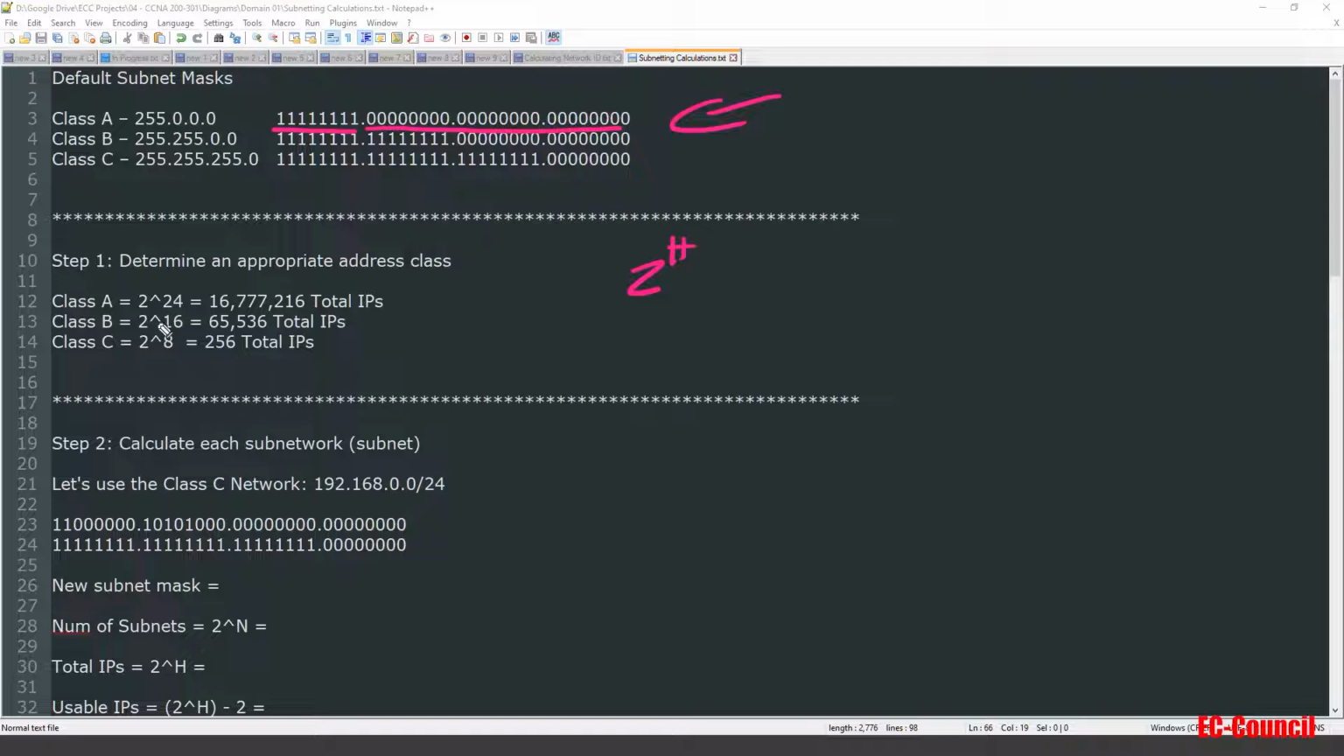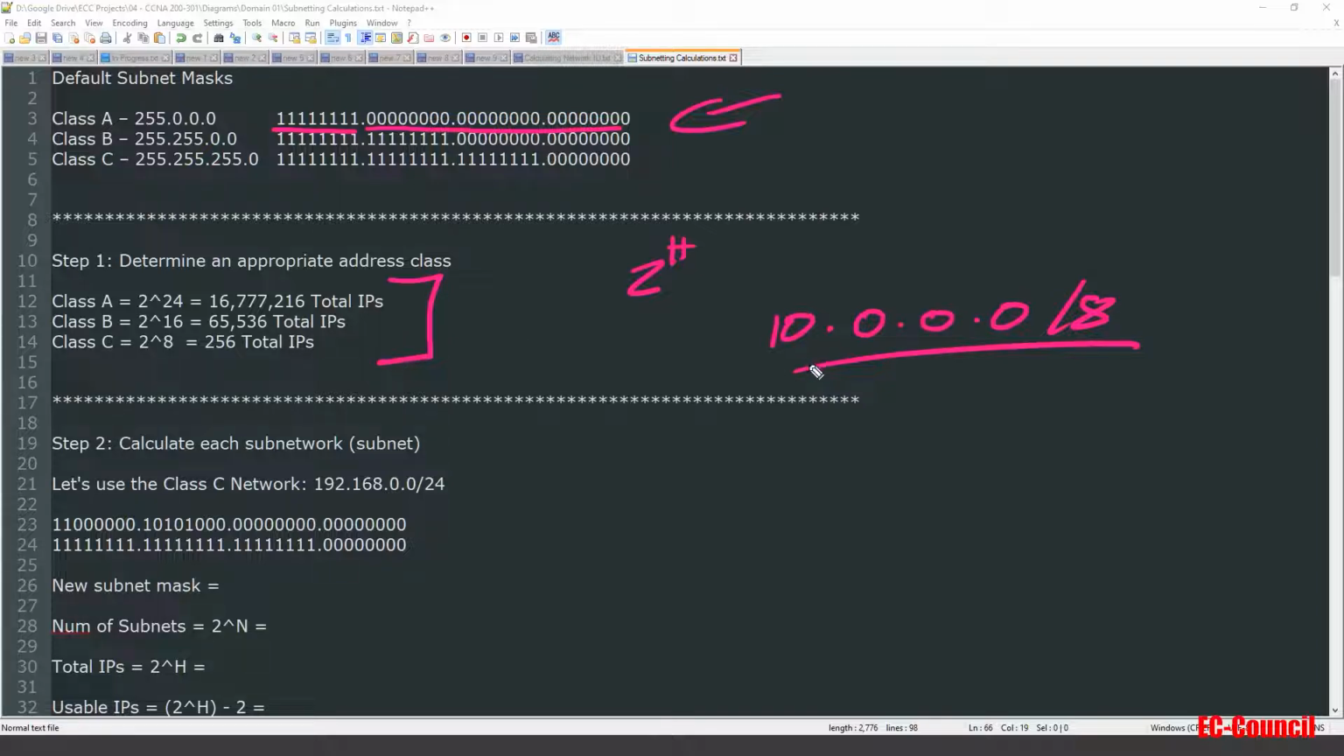So what I did is I actually did the calculation here already. With a Class A, it has 24 zeros, because these zeros here represent the host portion. So 2 to the power 24 will get 16 million plus total addresses. So therefore, let's say we choose a Class A network, like let's say 10.0.0.0/8, we'll still be wasting 8 million addresses.